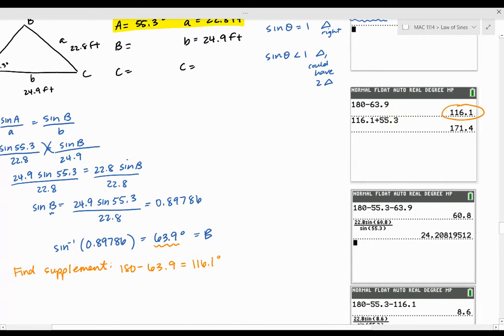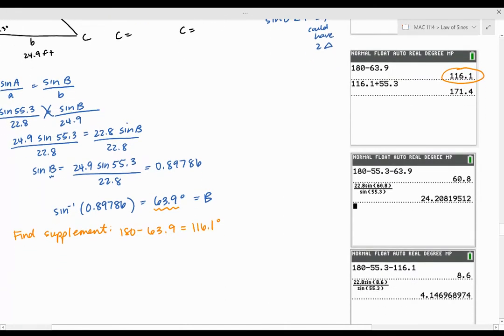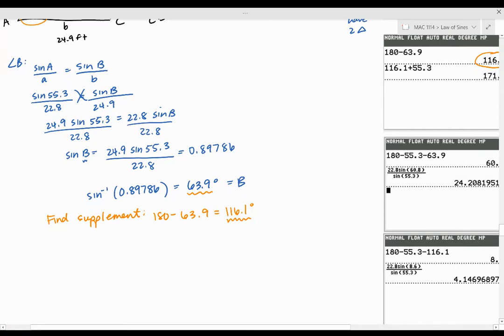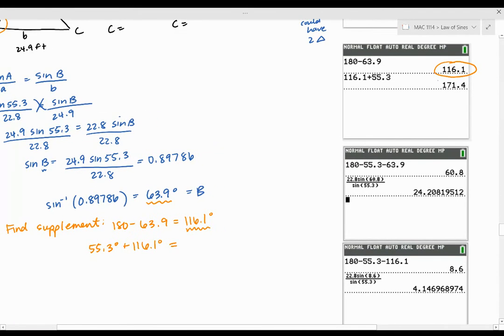Okay, now that I found the supplement, in order for there to be a second triangle, the supplement that I just found has to fit with the original angle that they gave me. So the original angle that exists in my triangle was 55.3. I'm going to take 55.3 and add it to 116.1, the supplement, to see what that equals. When I do that, I get 171.4.